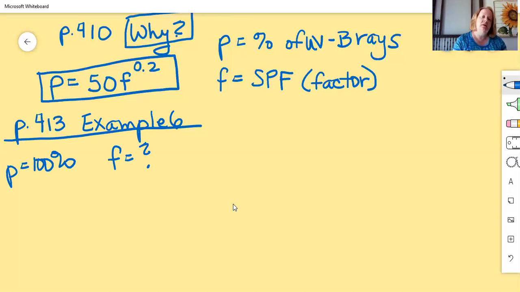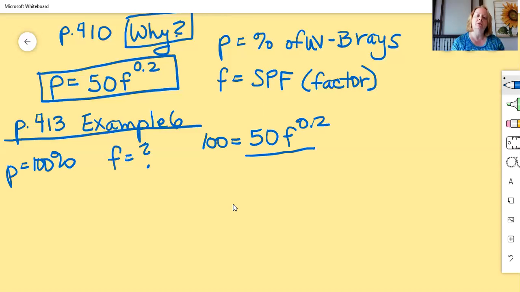P is the percentage, so we have 100 equals 50 times F to the 0.2 power. The first thing I want to do is divide by 50, just to start getting that variable by itself. The 50s cancel, and this turns out to be 2. So 2 is going to equal F to the 0.2 power.